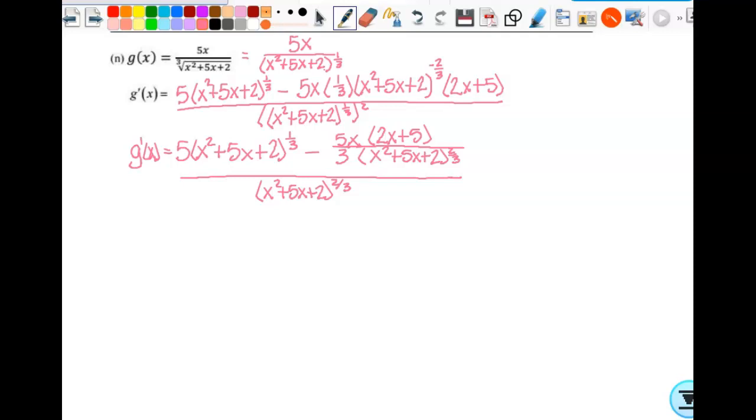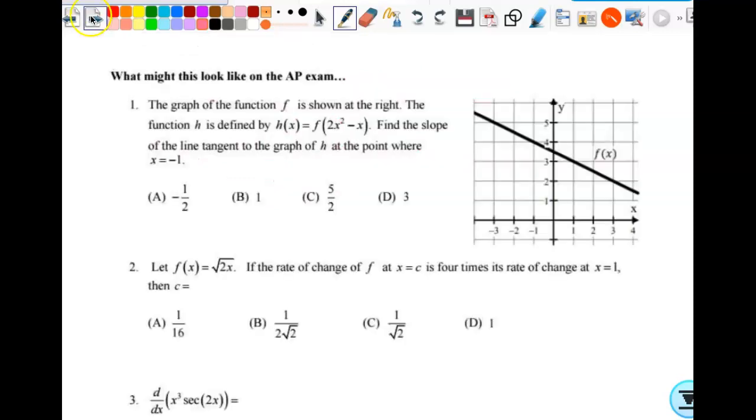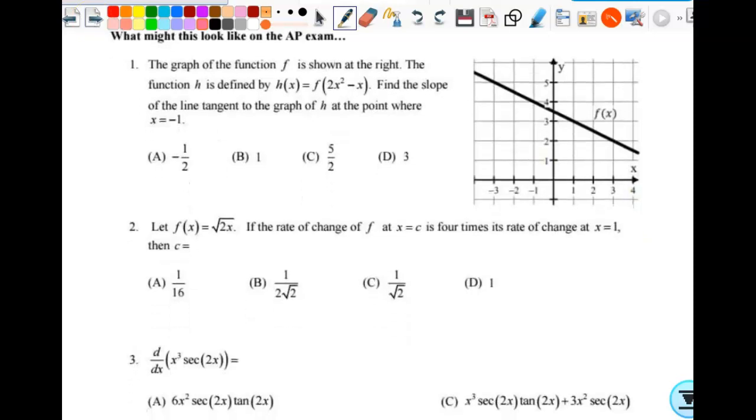All right. Flip it over. Let's look at how this is going to look on the AP exam. So we have the graph of function f shown to the right. The function h is defined by this. Find the slope of the line tangent to the graph of h at the point where x equals -1. So if I want the slope, that means I need h prime. We agree with that? I have f. I don't get h, but I need h prime because I want the slope of that line. So I need to find the derivative.